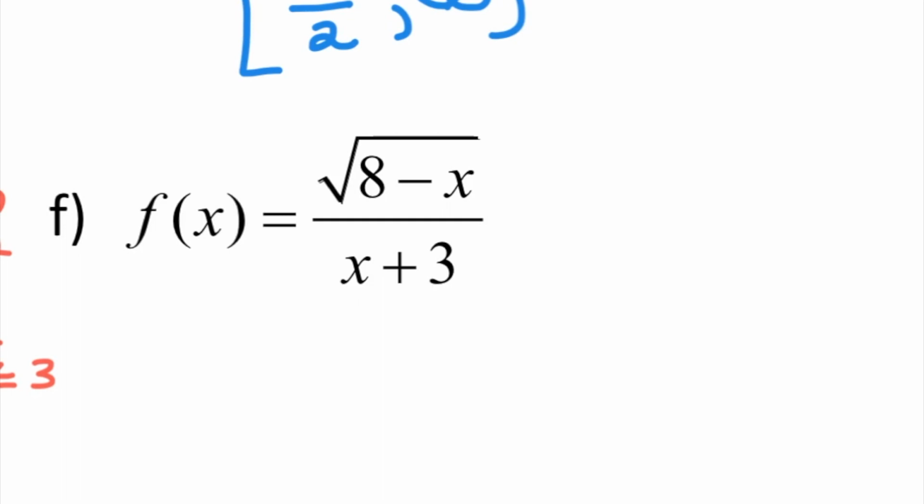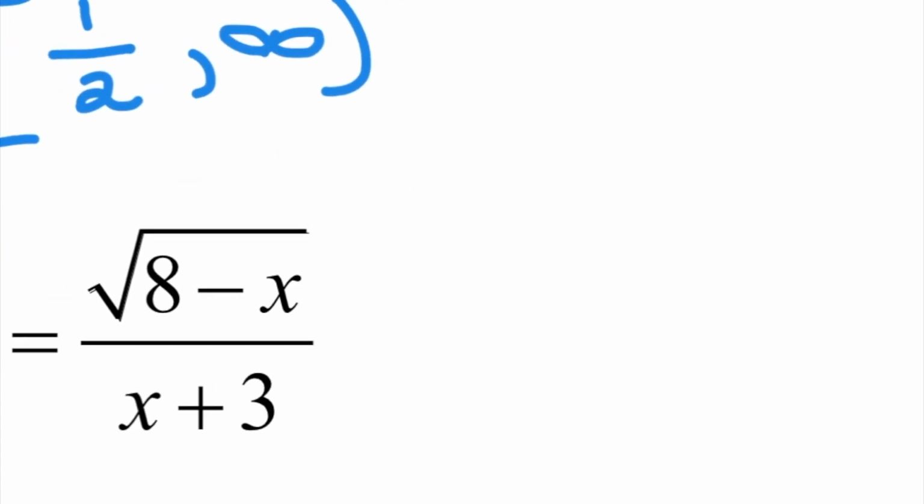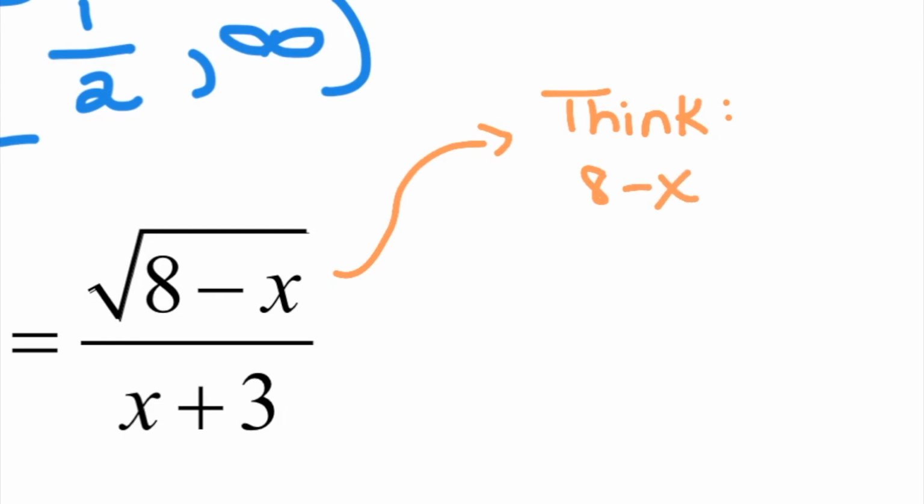Now in this last one, part F, you have to consider both the radical in the numerator as well as the denominator that can't equal 0. So I'm going to do this in two steps, I guess. I'm going to start with the numerator, and my thinking here is that 8 minus x has to be greater than or equal to 0. So 8 has to be greater than or equal to x.